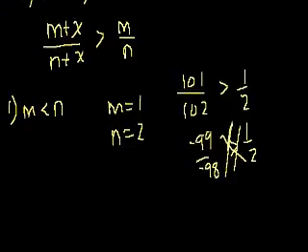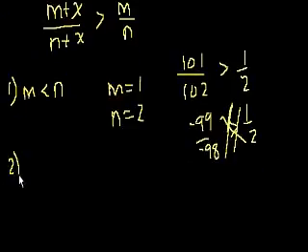Let's look at statement number 2. Statement number 2 tells us that x is greater than 0. So let's think about just x being greater than 0 alone. Does that help us? Well, it does help us if m is less than n, right?